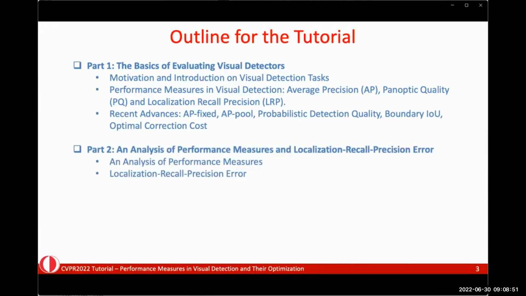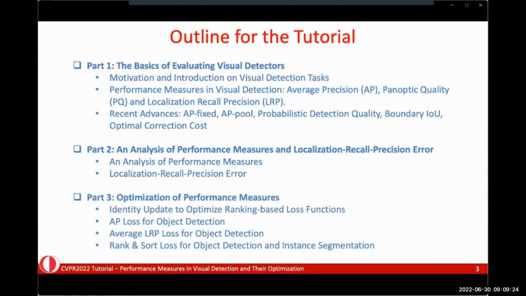In the second part, we will present an analysis of the performance measures that we introduced in the first part. We base this analysis on 3 desirable properties to find in a performance measure, which are completeness, interpretability, and practicality. We will have a closer look at average precision, panoptic quality, and localization recall precision error. We will present analysis of these measures in terms of completeness, interpretability, and practicality.